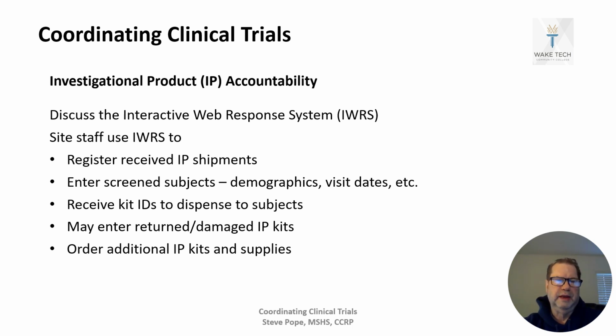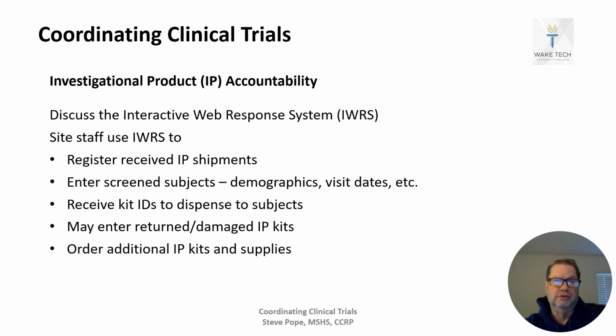So you're going to receive kit IDs to dispense to the subjects. It's going to be stored, and then when the subject comes in, the IWRS system will tell you which kit ID to dispense to the subject. So you'll just go pick that from your inventory and give it to the subject. It's also going to keep track of any damaged IP kits and all returned IP kits.